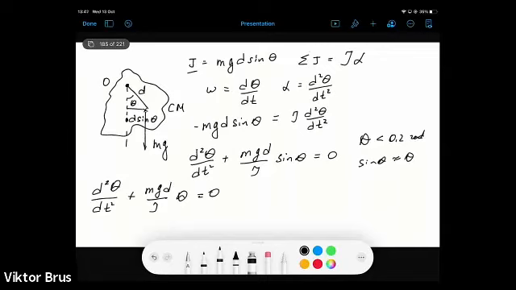As you see, we have the same type of differential equation as the two previous ones, for the spring-block system and the simple pendulum. However, here we have a different coefficient, which means that eventually we get this form of equation for theta as a function of time: theta maximum times cosine of omega t plus phi. But in this case, for the physical pendulum, omega is equal to the square root of mg times d divided by the moment of inertia I.